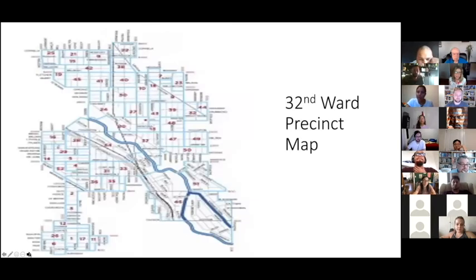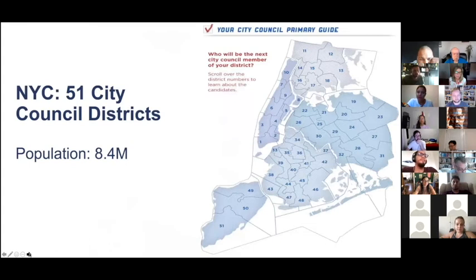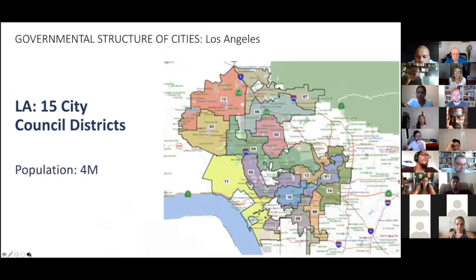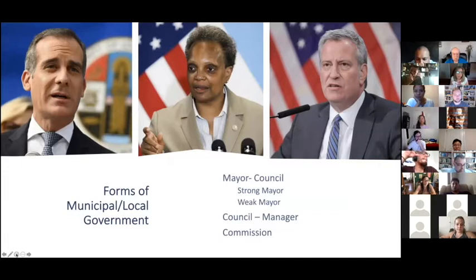Here's just an example of the 32nd Ward and their precinct map. For comparison's sake, New York City has 51 city council districts. We have 50. They have 51, and their population is 8.4 million, and we're just under 3 million. So for comparison, I'm looking at New York City, also looking for comparison at LA. LA only has 15 city council districts. Some of that has to do with the geographical, how LA developed, but they've got a larger population as well at 4 million.